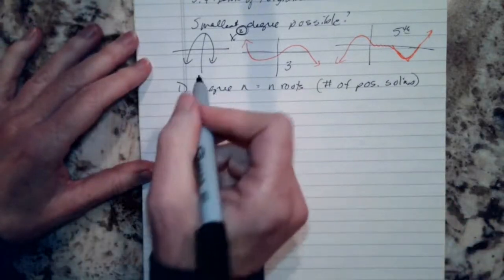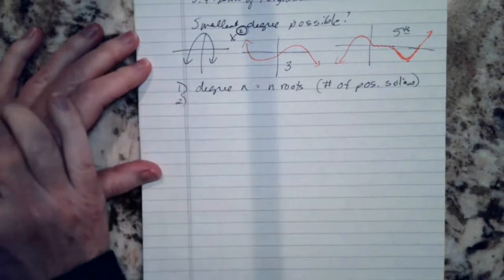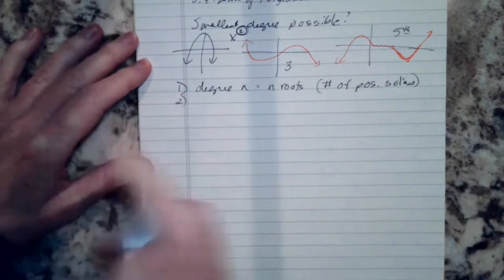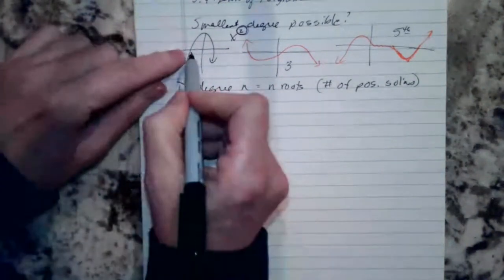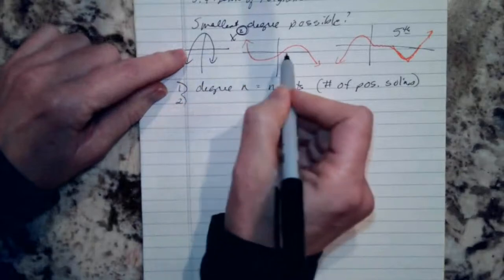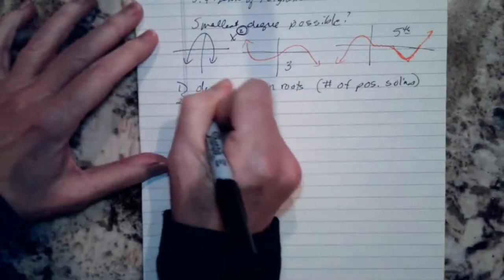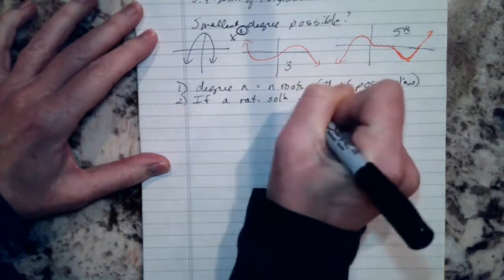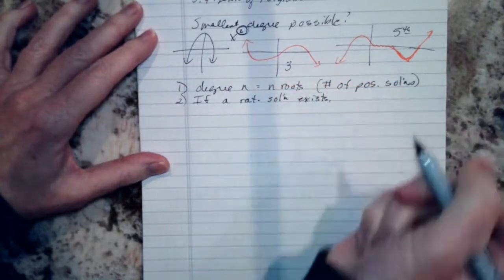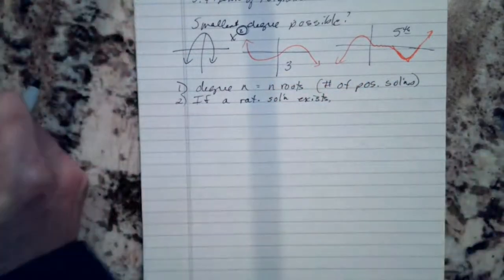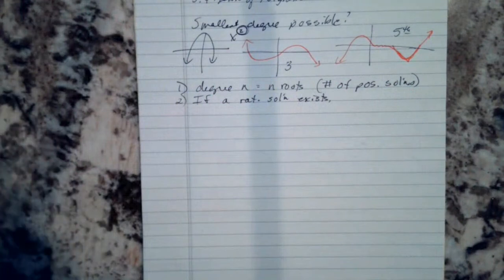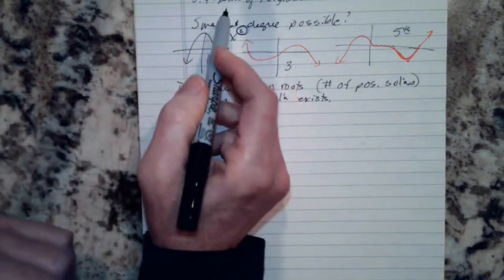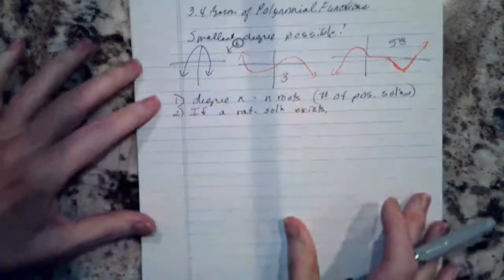Okay, the second thing I want to cover is if a rational solution exists, if there is a place that it crosses the x-axis. So if a rational solution exists, like if you're given this great big equation and you're trying to figure out, does it cross the x-axis? Where does it cross the x-axis? That's what we're going to be looking at. Where are our zeros? Where does it cross the x-axis?